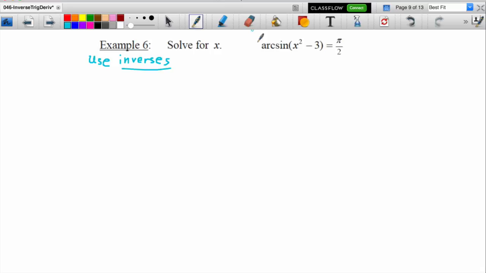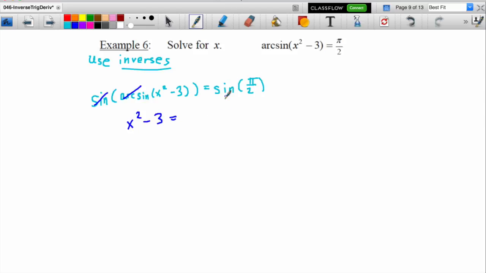Well, what is the inverse of arcsine? The inverse of arcsine is sine, and when sine's on the outside, everything works out smoothly and cancels the way we want it to. So I take the sine of both sides. I take the sine of both sides. I swear you better have taken the sine of both sides. That's the number one mistake I see.